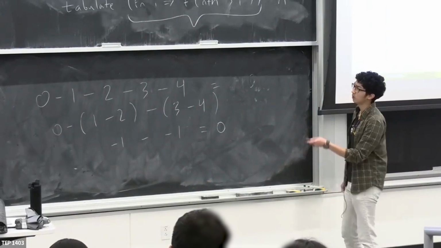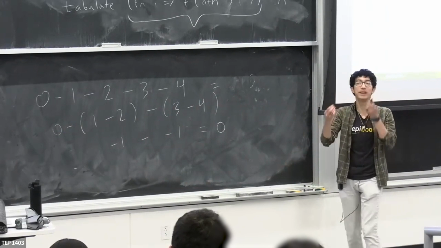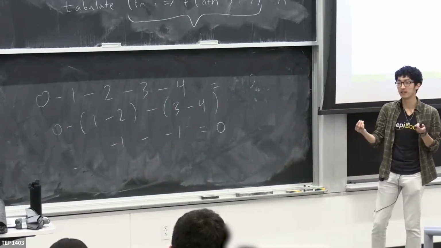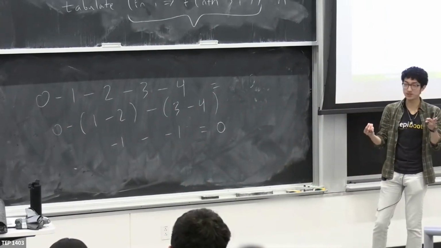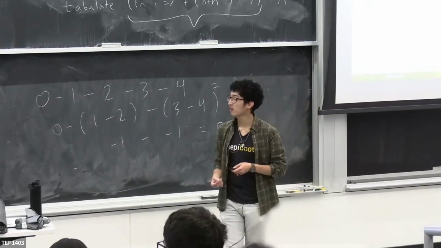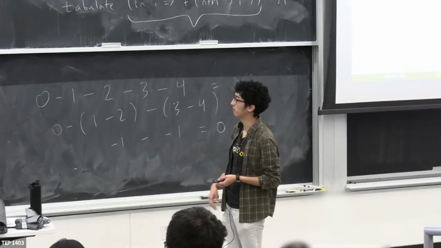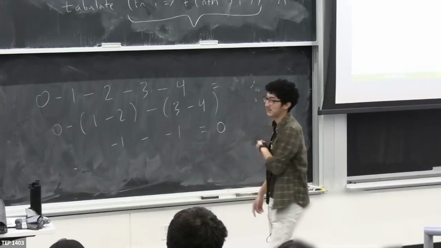So what do we do instead? What's the problem? What did I miss? What big math fact am I missing here? Associativity. Associativity is what I was missing. The point is that it's not minus 10.